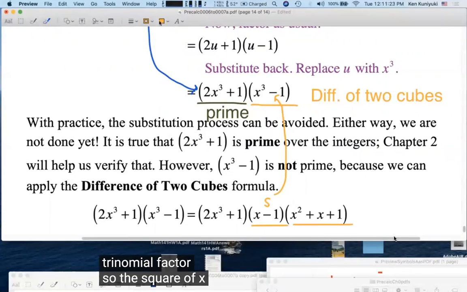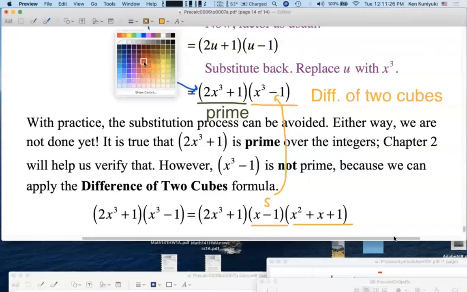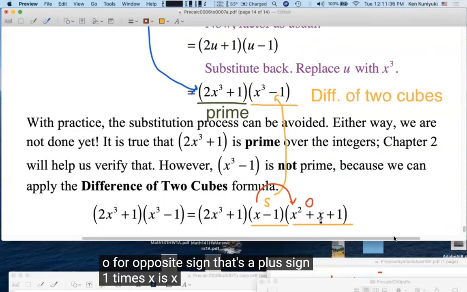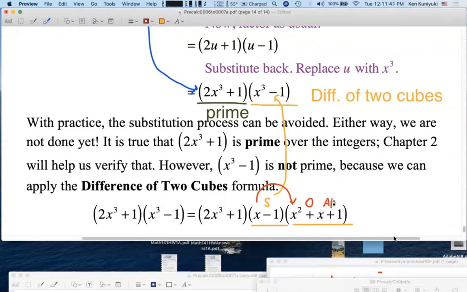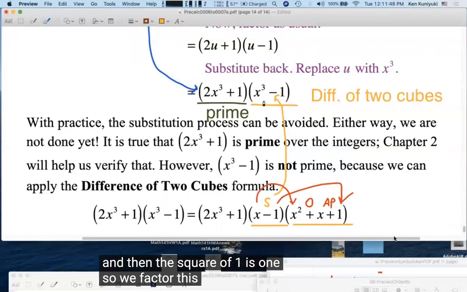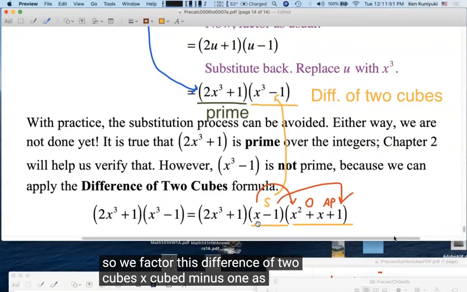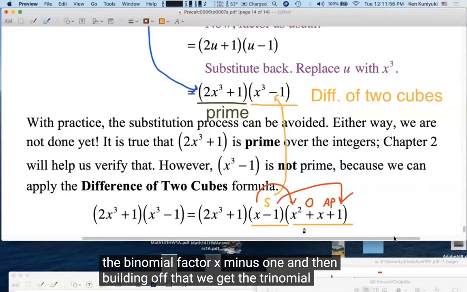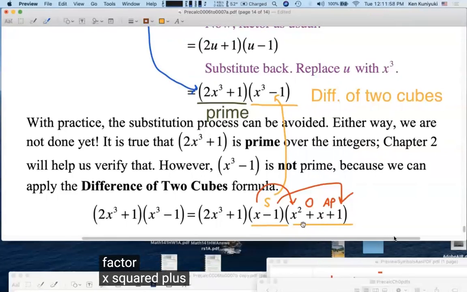So the square of x is x squared. O for opposite sign, that's a plus sign. 1 times x is x. AP for always plus. And then the square of 1 is 1. So we factor this difference of two cubes, x cubed minus 1, as the binomial factor, x minus 1. And then building off that, we get the trinomial factor, x squared plus x plus 1.